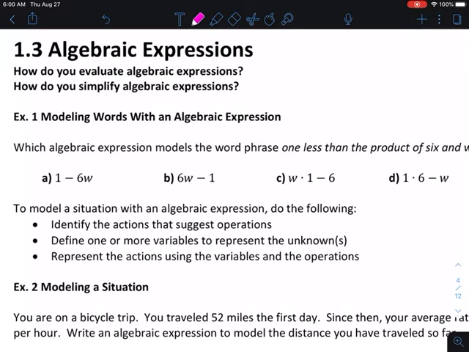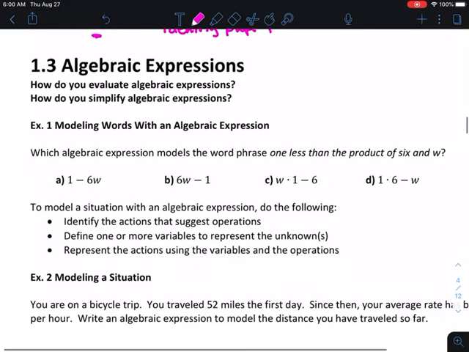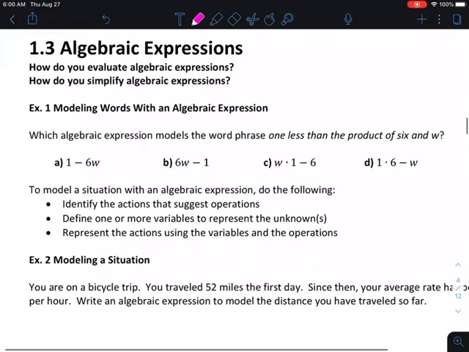It says, which algebraic expression models the word phrase 1 less than twice the product of 6 and W? So we have to go through and identify some of those words that tell us what operation to use. One of those I see is the phrase less than. And I know that less than in this case means that we are using subtraction. If it said is less than, we'd be looking at that inequality type sign. But less than means to subtract.